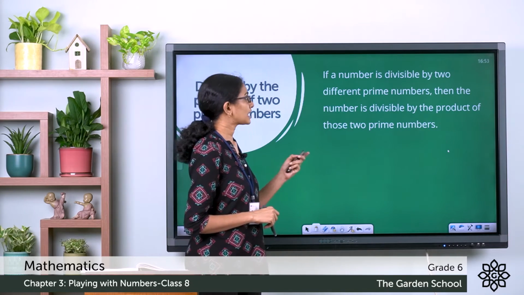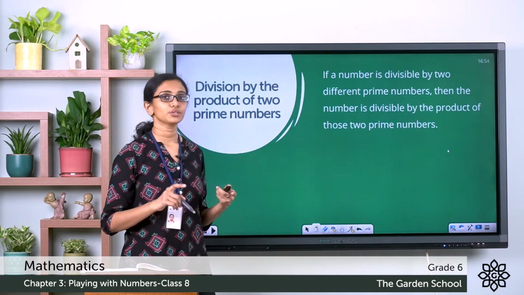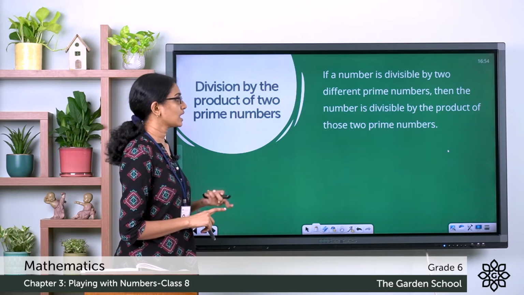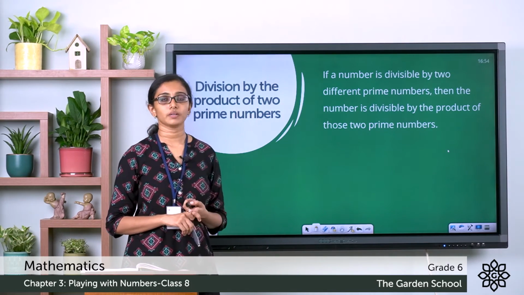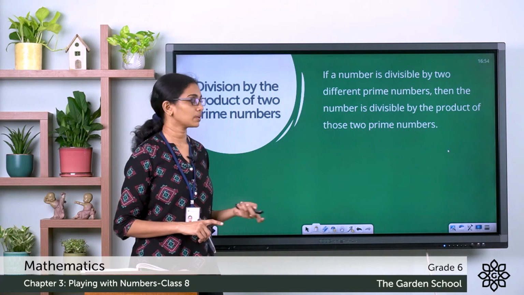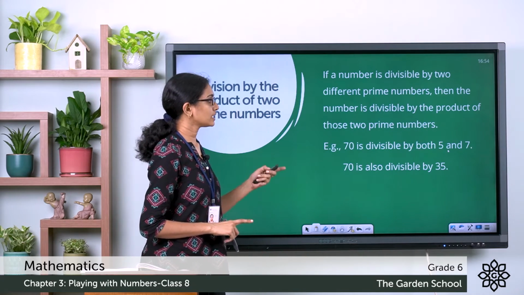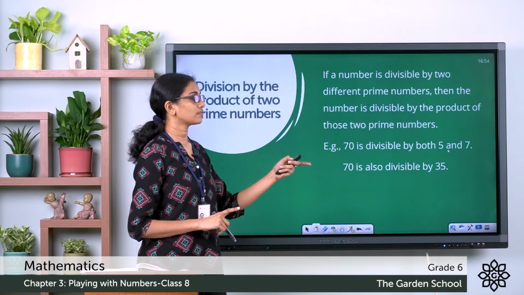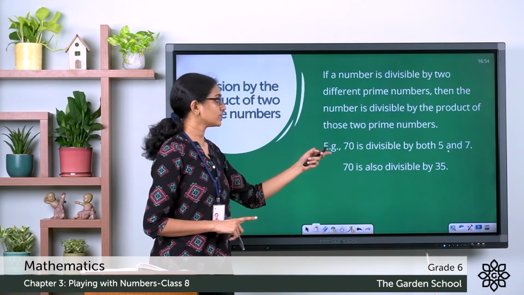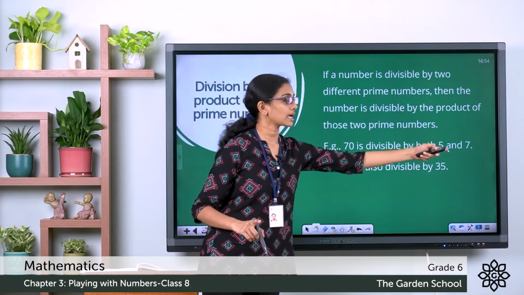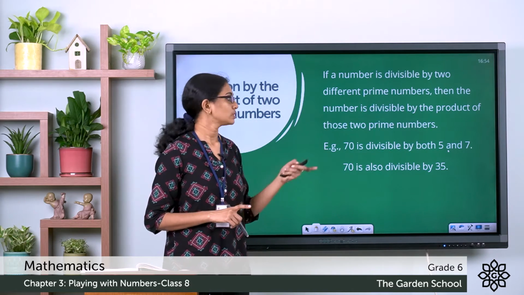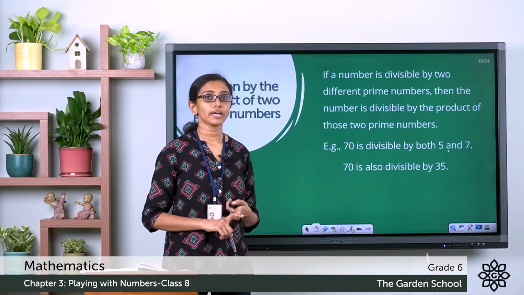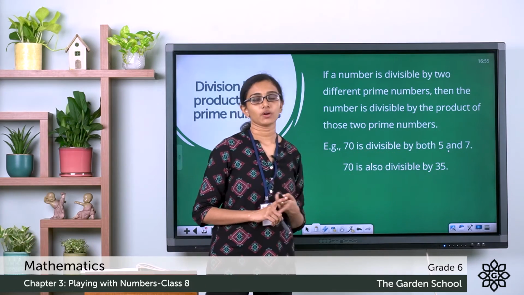It says, if a number is divisible by two different prime numbers, then the number is divisible by the product of those prime numbers. Let's make it more clear with an example. 70 is divisible by both 5 and 7. So 70 is divisible by two different prime numbers, 5 and 7. If so, 70 will be divisible by the product of 5 and 7 also.